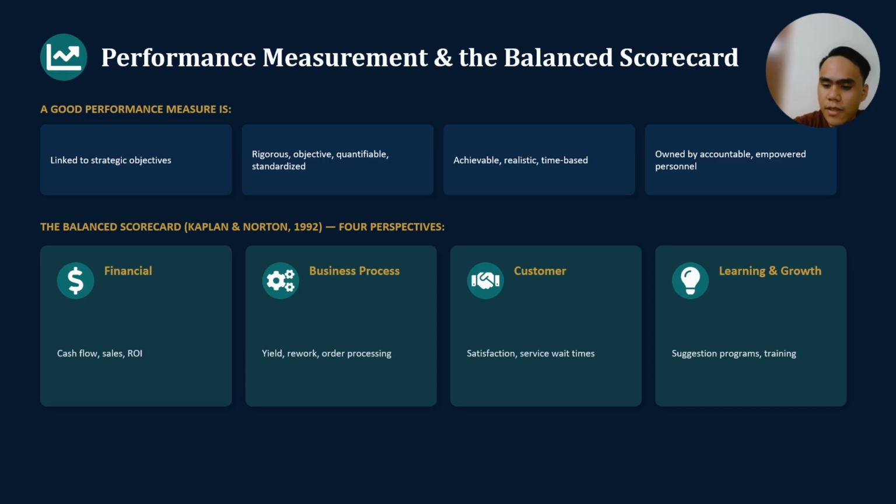The chapter lists four qualities every good performance measure should have. It should be linked to strategic objectives, not just because it's easy to measure. It should be rigorous, objective, quantifiable, and standardized. It should be achievable, realistic, and time-based, like SMART again. And it should be assigned to specific accountable personnel who are actually empowered enough to control or influence the outcome. So there's no point holding someone accountable for a number they can't actually move.